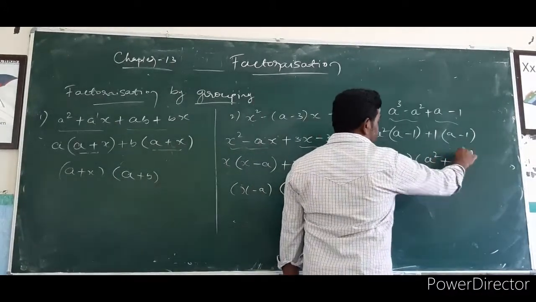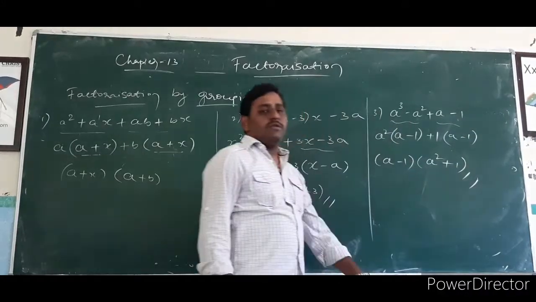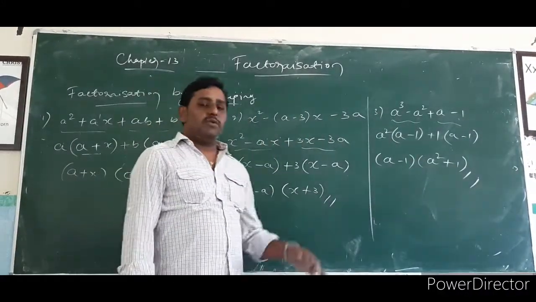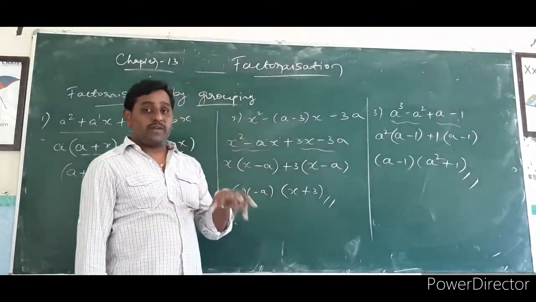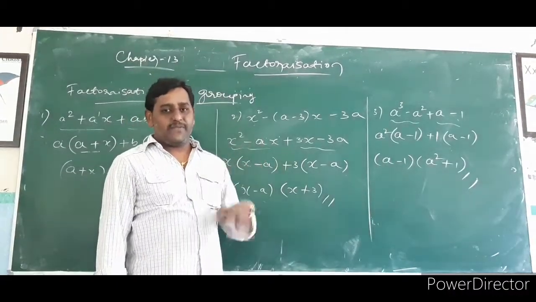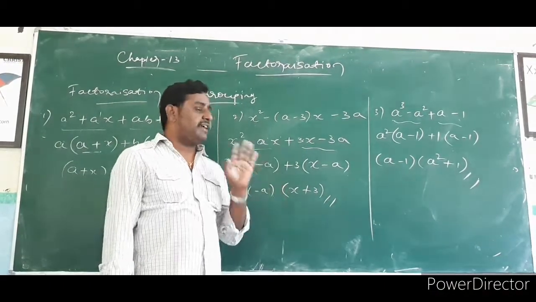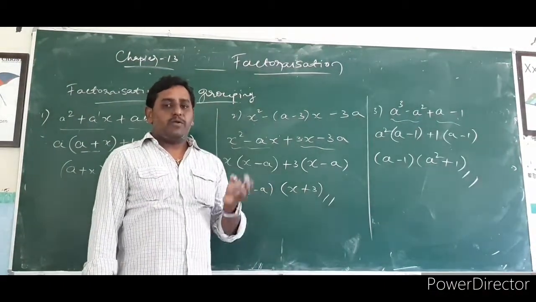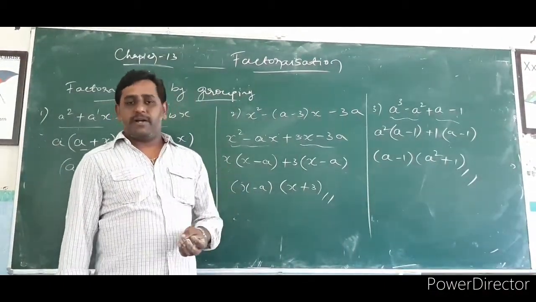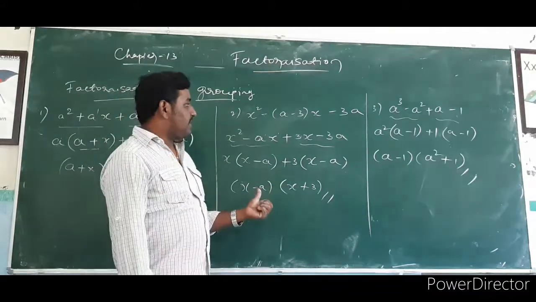a square plus 1. So, dear children, while you are doing this method, you have to make perfect groups, take common factor outside, and write the final step answer. This is very, very important for two methods: first is factorization by common factor and second is factorization by grouping.